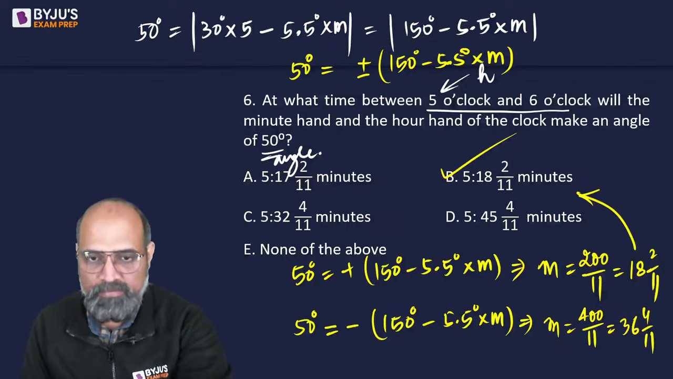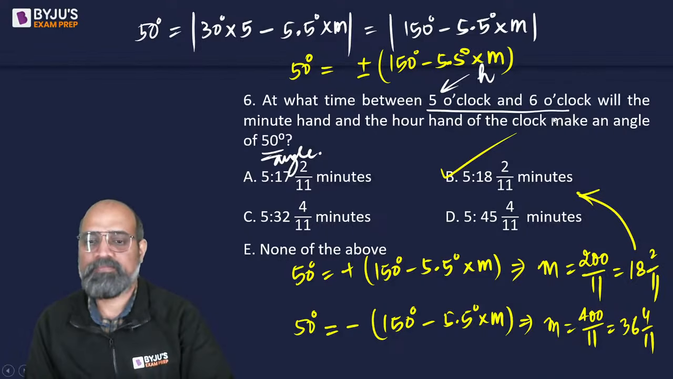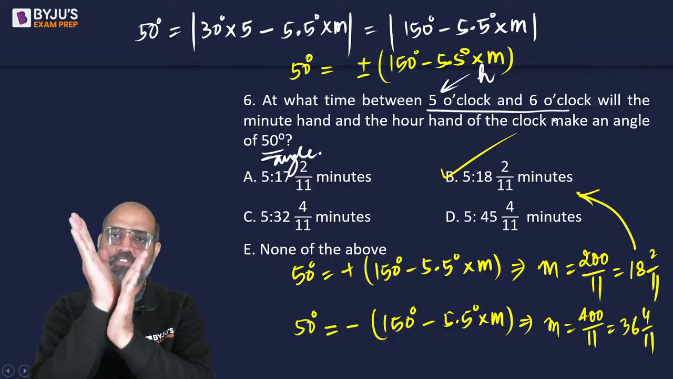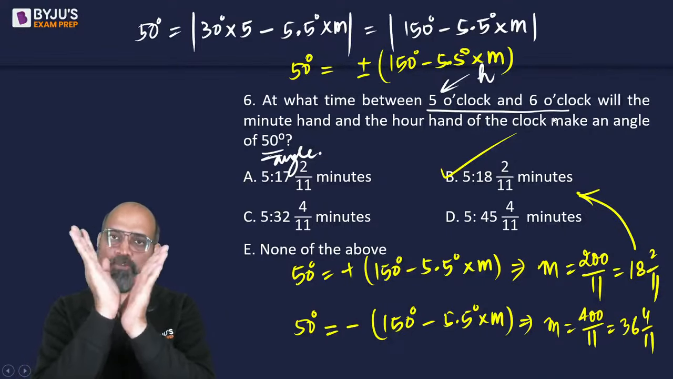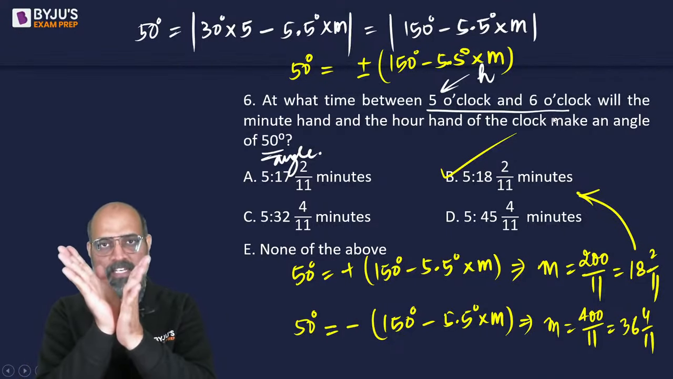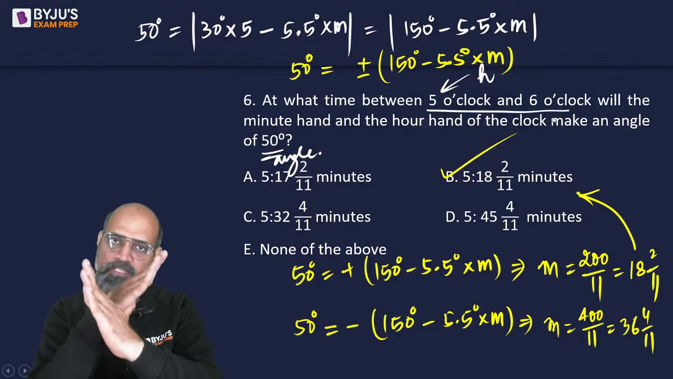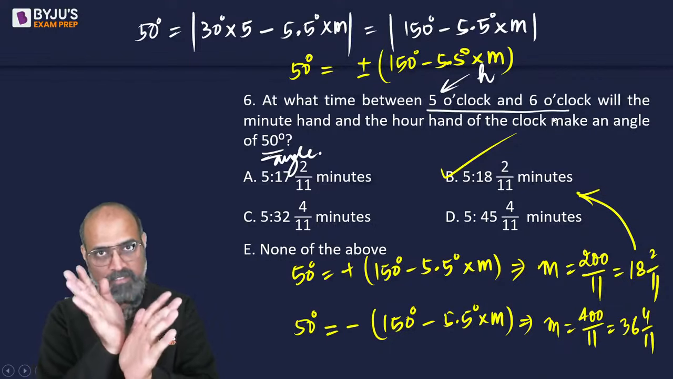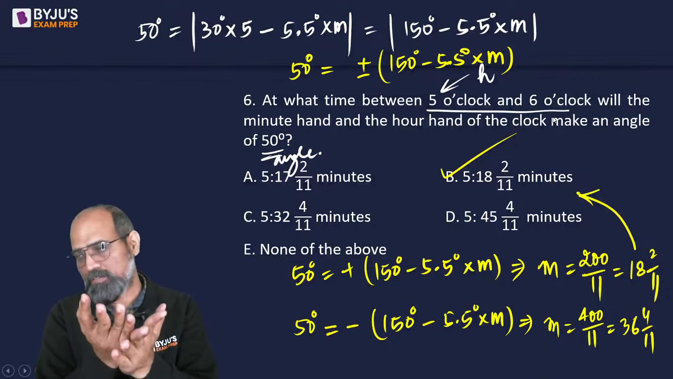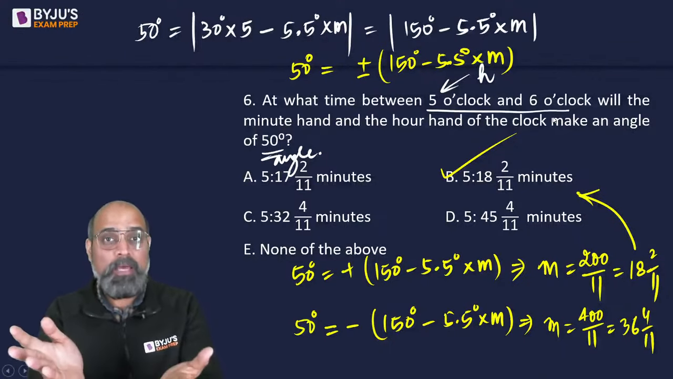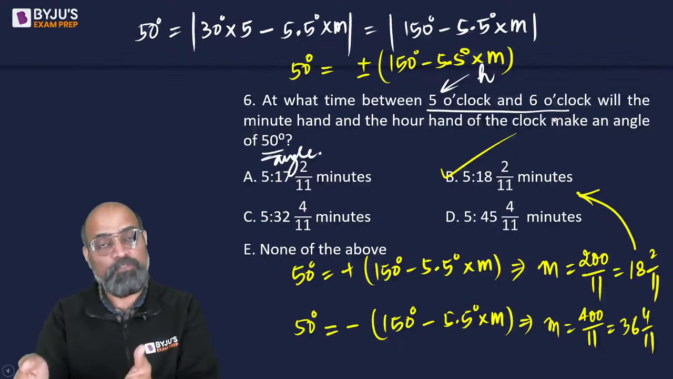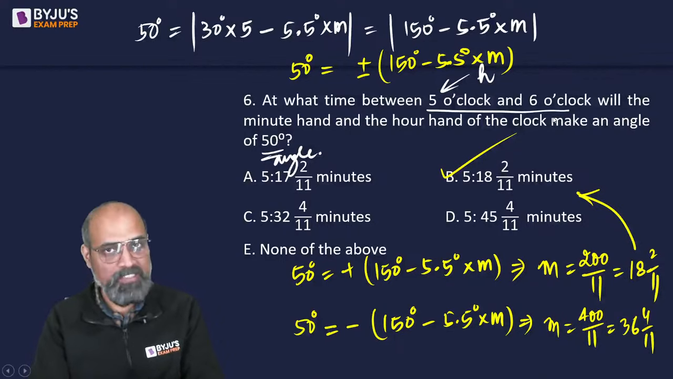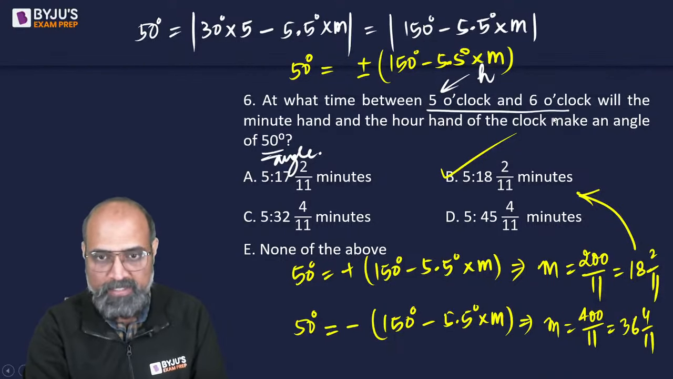Two values will come, Shubham, one 36 and one 18. See, the two hands of a clock, if they are going to meet, then before meeting there will be a certain angle and after meeting there has to be the same angle. So it happens twice, always. So you'll get two answers, right? That was kind of expected, but what are those two values? We will have to check that. 36 4 by 11 is not in the option. 18 2 by 11 is there, so that's why we'll mark that.